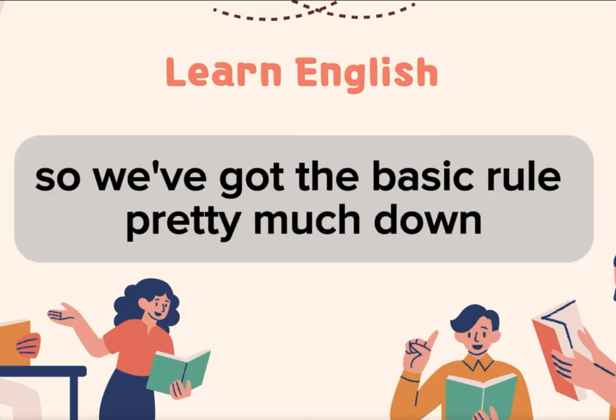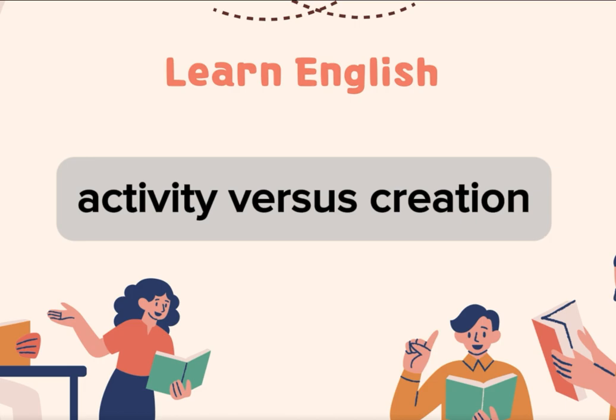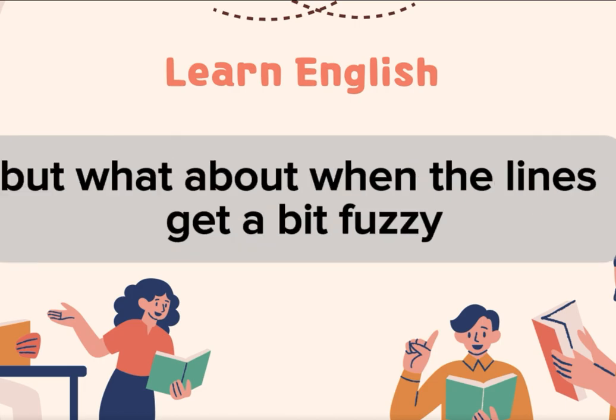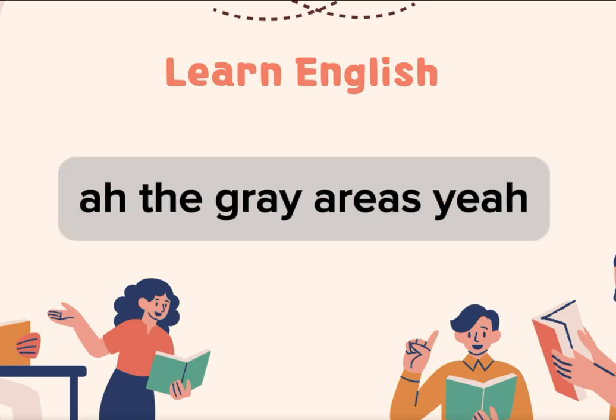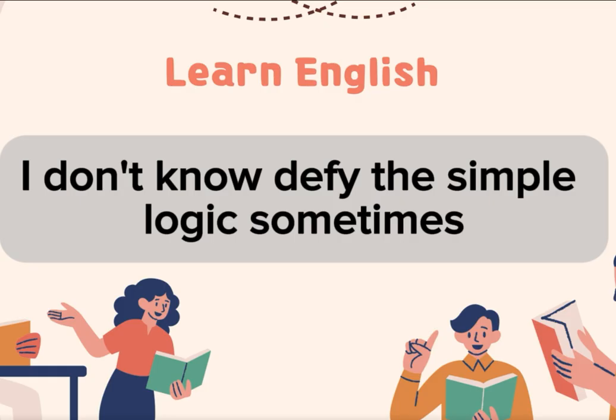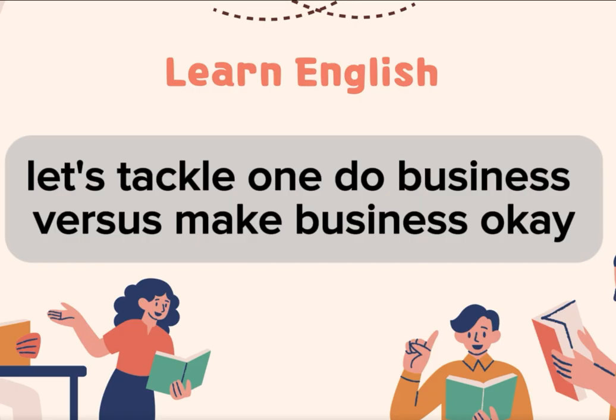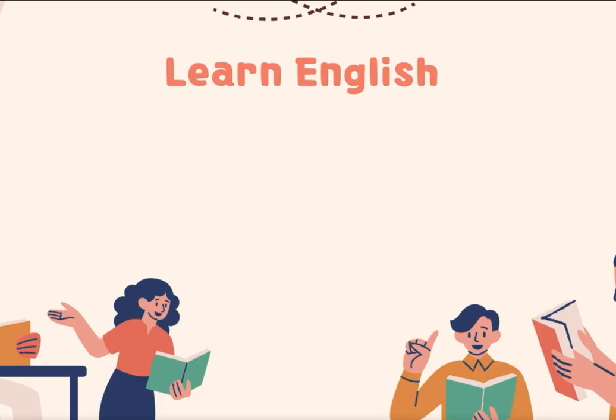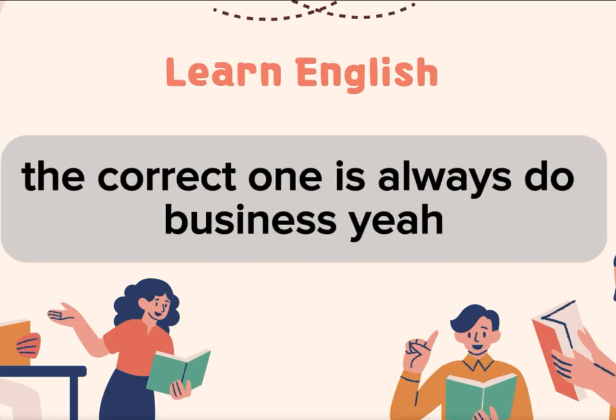So true. Okay, so we've got the basic rule pretty much down, activity versus creation, but what about when the lines get a bit fuzzy? The gray areas. Yeah, those tricky phrases that seem to, I don't know, defy the simple logic sometimes. Let's tackle one. Do business versus make business. Okay, which one is it? The correct one is always do business.